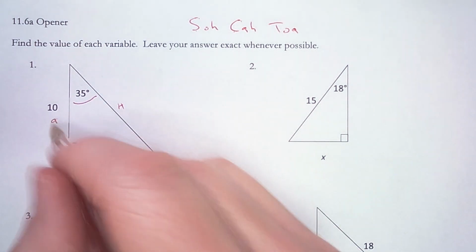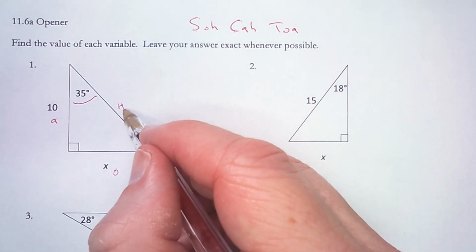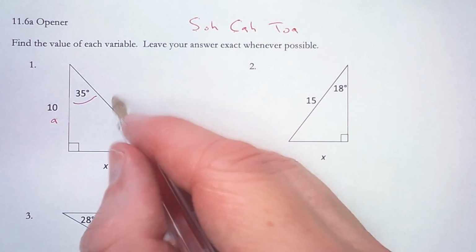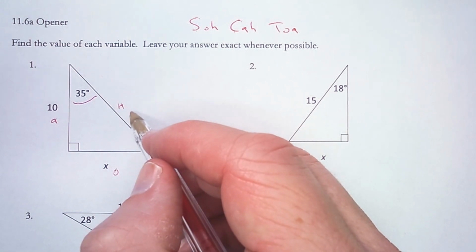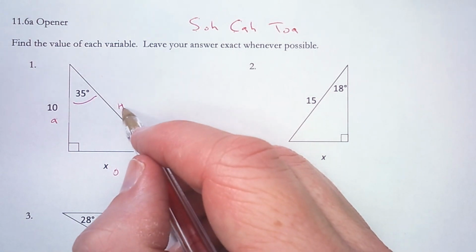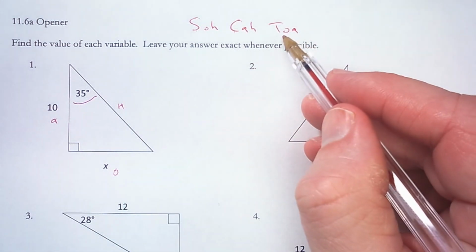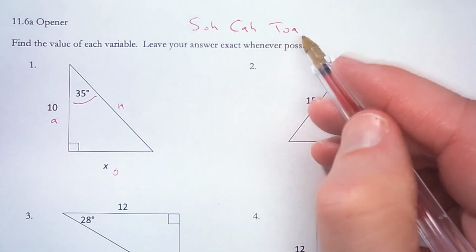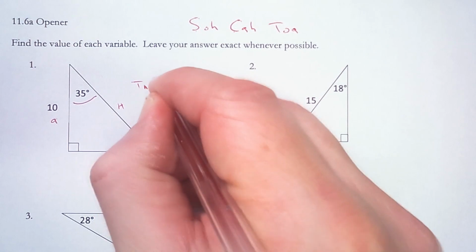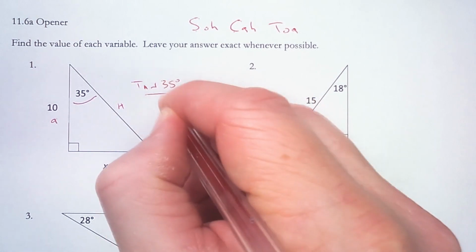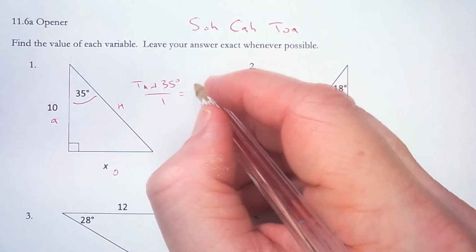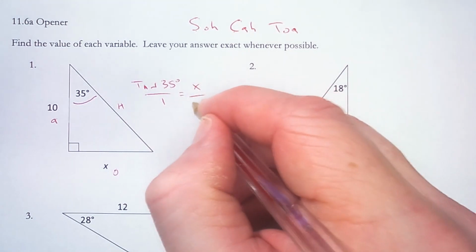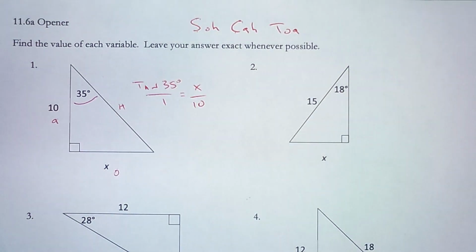Okay, so opposite and adjacent are being used. Hypotenuse is the one that's just left wide open. There's no number here, there's no variable here. So I'm not using h, which means I'm going to use this part right here, TOA. So we're going to use tangent. Tangent 35 degrees is to 1, as the opposite leg, x, is to the adjacent leg, 10.